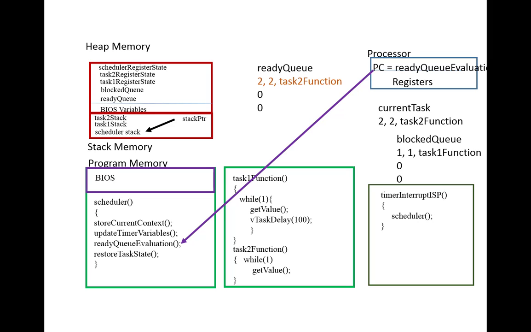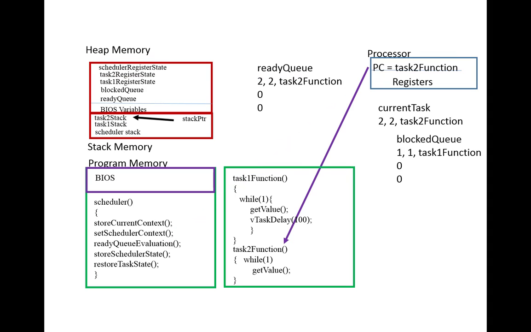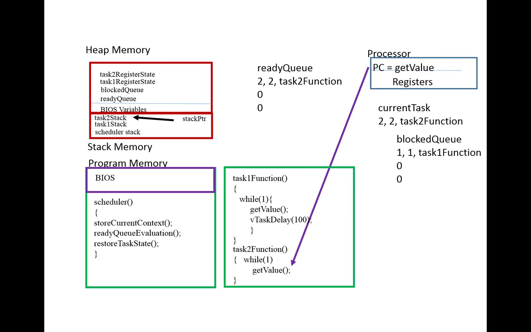So now when we go to the ready queue evaluation, there's only one task, and that's the task 2 function. So we're going to restore its register states and its stack. The stack pointer is going to point to the task 2 stack now. And sure enough, we're going to start running the task 2 function, because that's the task that's ready to run. And because it's the first time we've run it, we're going to start right at the start of the task 2 function.